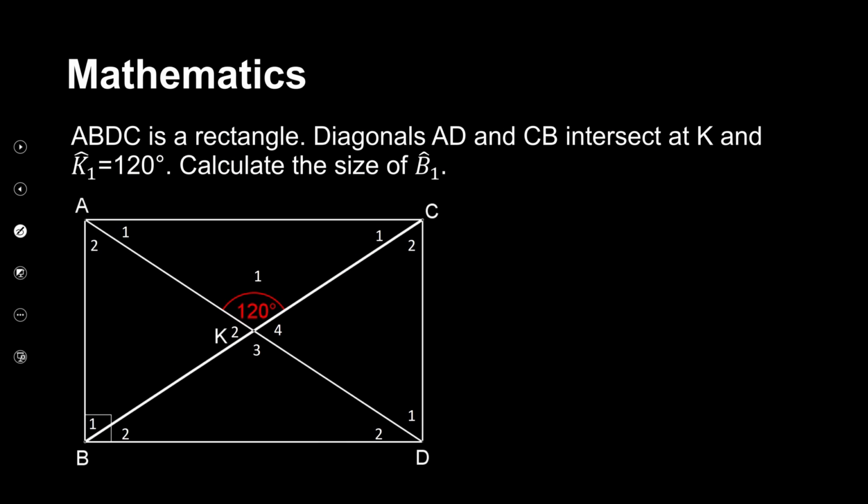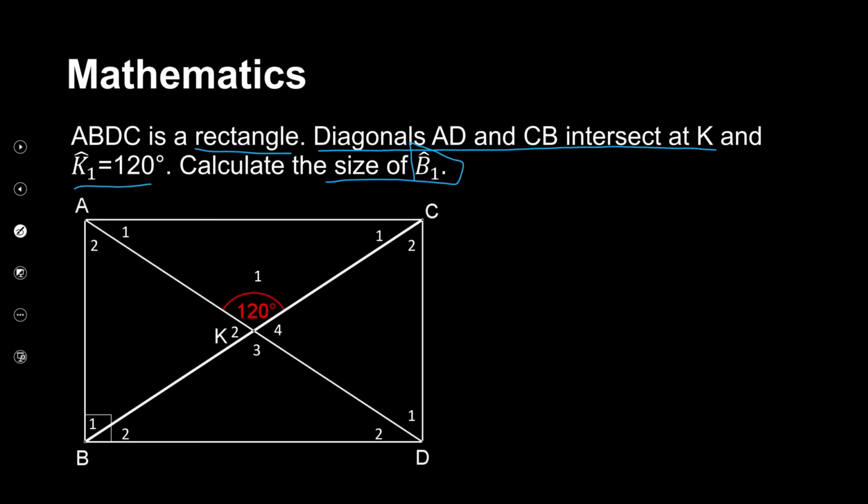So it says here, if ABDC is a rectangle. Now look at this, ABDC, not ABCD, because it is moving in an anti-clockwise direction. So please just note that. If this is a rectangle, the diagonals intersect at K, and K1 is 120. Then I want to find what B1 is.